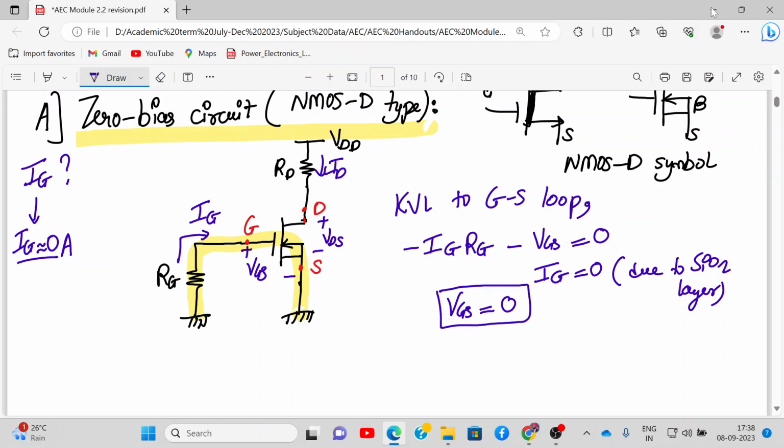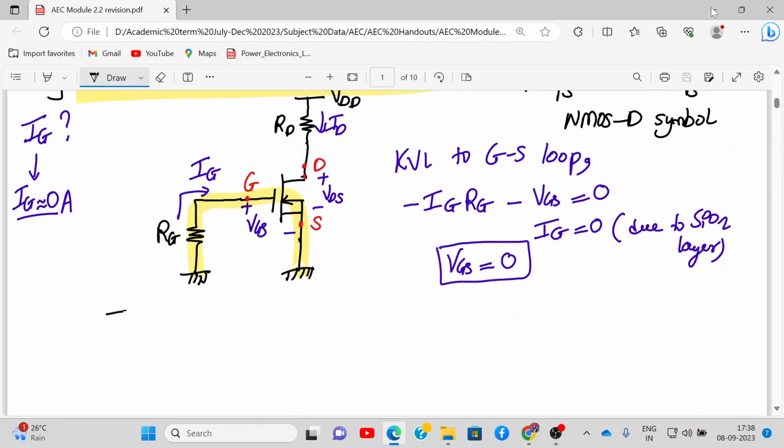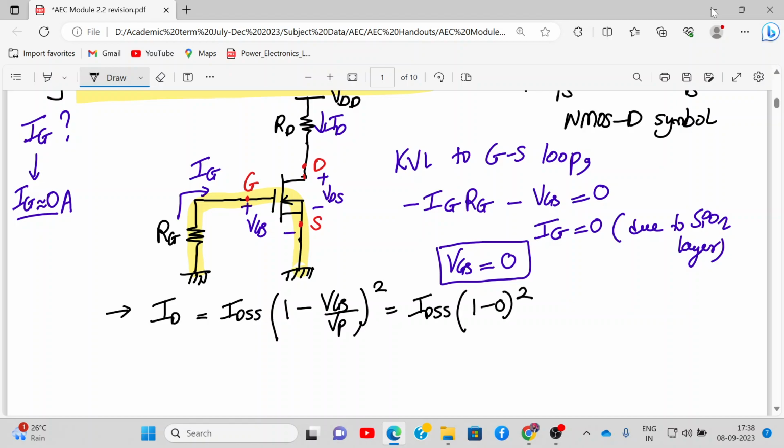And I've told you, this biasing is for the zero bias circuit. So VGS is equal to 0. Even if VGS is equal to 0, still the current exists in the circuit. So what is the current given by? Current in the MOSFET is given by ID equal to IDSS into 1 minus VGS upon VP, the whole square. Now over here VGS substitute as 0. So ID is IDSS into 1 minus 0 the whole square. IDQ, this is VGSQ. IDQ equals IDSS. Got it? So this is my Q point.